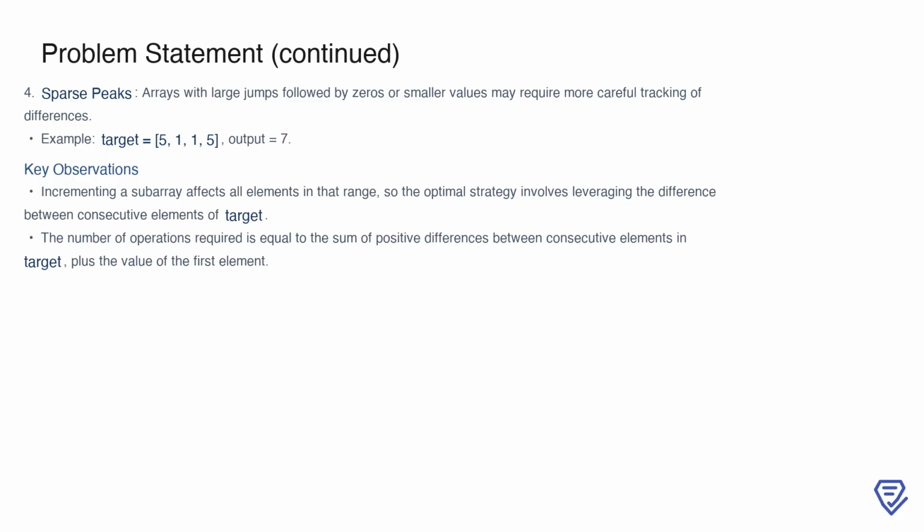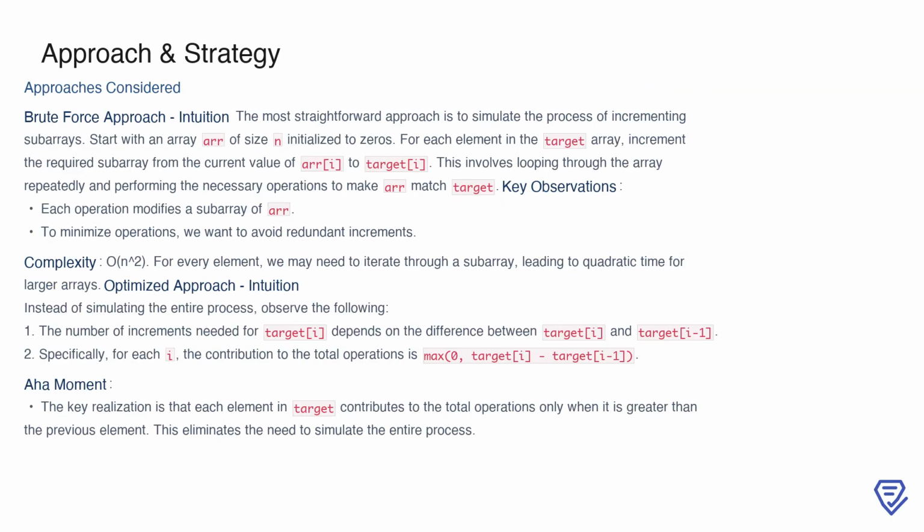redundant operations. To solve this problem, we first considered a brute force approach. The intuition here is straightforward: start with an array initialized to zeros and increment subarrays repeatedly until it matches the target array. For each element in target, we increment the corresponding subarray from the current value in ARR to the desired value in target. However, this approach has a few key drawbacks. Since each operation modifies a subarray, we end up performing redundant increments, which significantly increases the number of operations. This inefficiency becomes especially pronounced with larger arrays, leading to a time complexity of n squared.